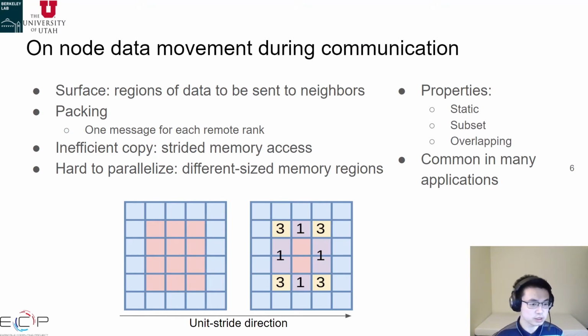And doing this ghost exchange in Stencil application, after we have defined the ghost we can also find the surface of the subdomain, which is the regions of data that needs to be sent to neighbors. And because there is only one unit stride direction, packing is often needed to collect data from non-contiguous chunks of memory into one message for each of the remote rank.